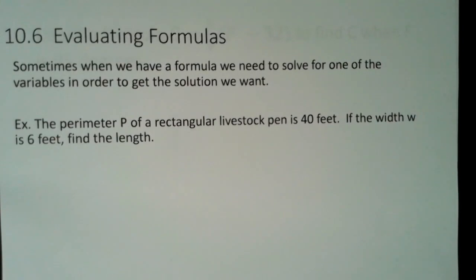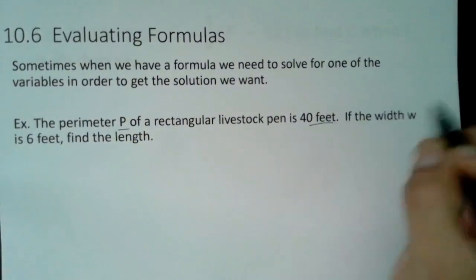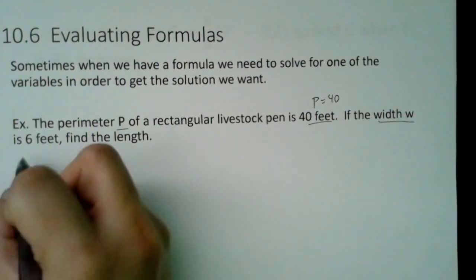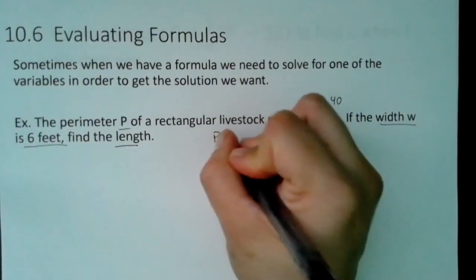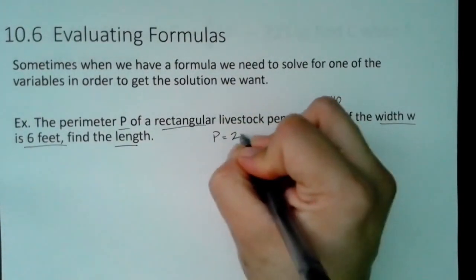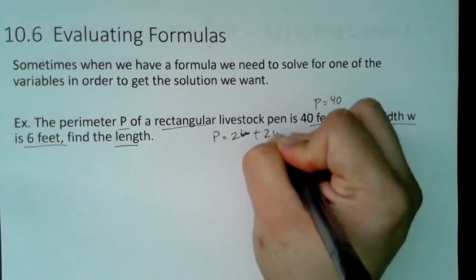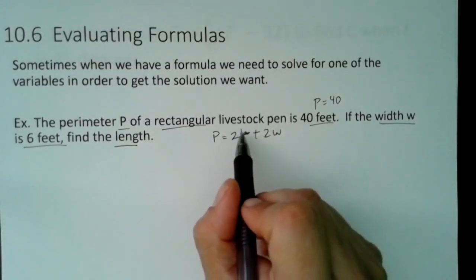The perimeter of a regular livestock pen, so P is 40 feet. If the width is 6 feet, find the length. So we know that the formula for P, for a rectangle, is twice the length plus twice the width. It really doesn't matter the order. And they want us to solve for L.